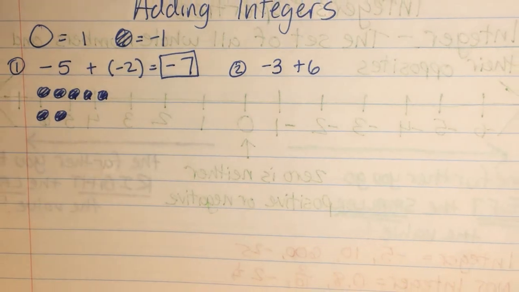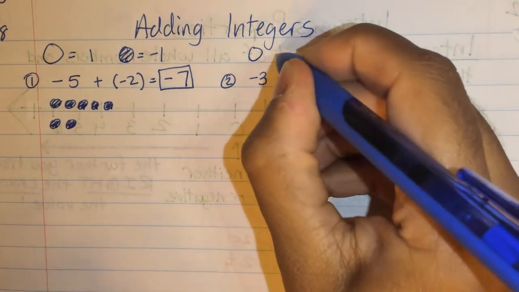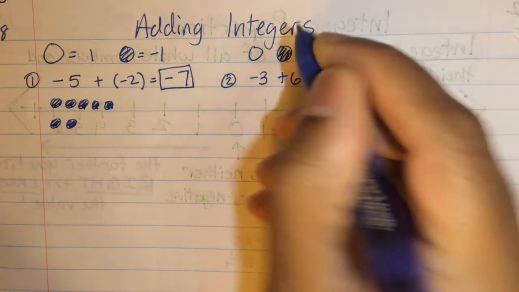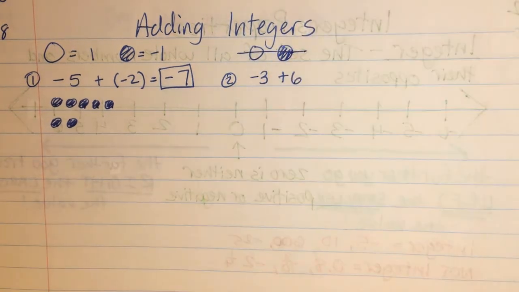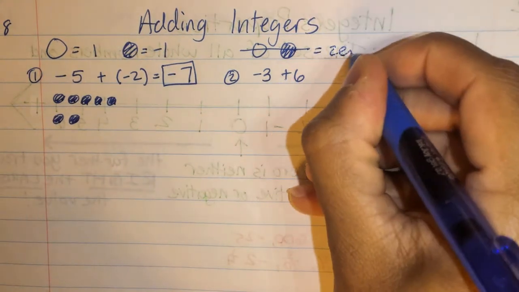Negative 3 plus 6. Now, one thing that we talked about when we did our online counters is that when I get a positive and a negative, they cancel each other out. Just like if I gave you $1 and got $1 back, they cancel each other out. Opposites cancel each other out. Positive 5 and negative 5. Positive 1 and negative 1. We call these zero pairs.